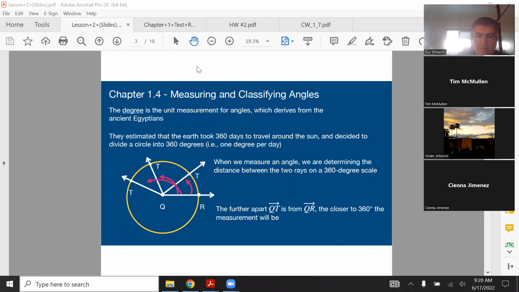But for angles, that's kind of a common thing regardless of where you are in the world. We use a degree to measure angles. And hopefully, this is something that seems intuitive.